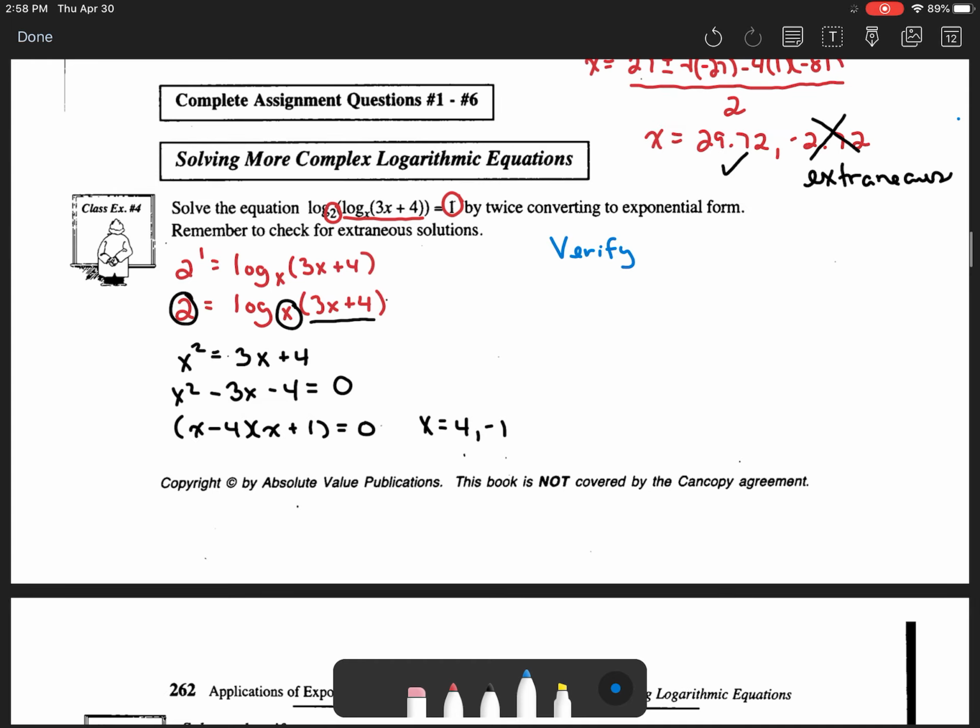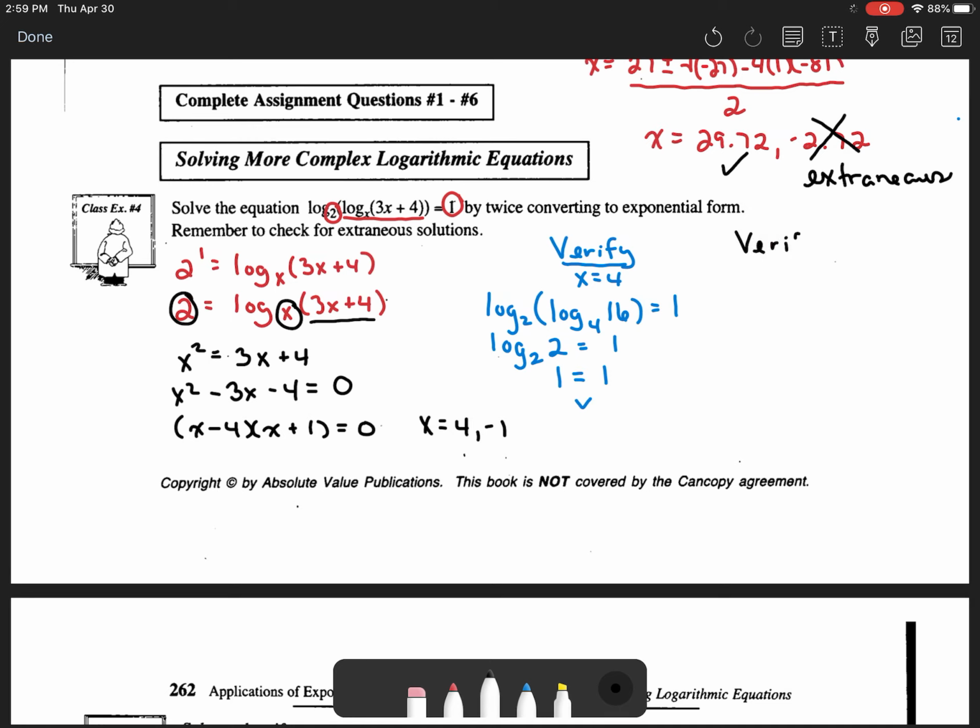So first I'll verify x equaling 4. So I go to the original equation, so this will be log base 2 of log base, and for that x I put in 4, of 3 times 4, which is 12. 12 plus 4 is 16, and that should equal 1. So this will be log base 2 of, and log base 4 of 16 has a value of 2. And then log base 2 of 2 is 1, so 1 does equal 1. So that solution is good. We can use it. It works.